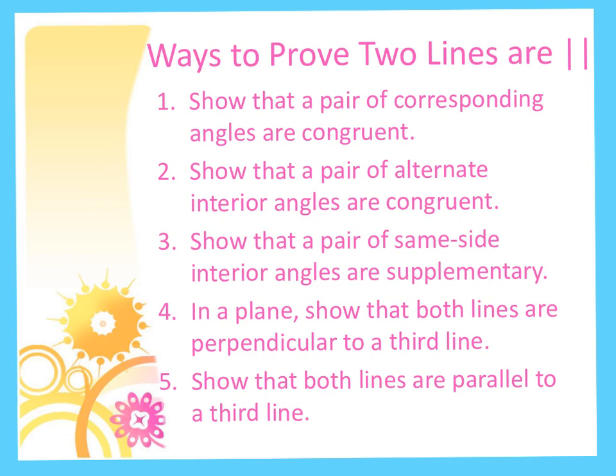All right, so this is all of them. These are the ways that you can prove that lines are parallel. The first way is that you can show that one pair of corresponding angles are congruent. The second way is that you can show a pair of alternate interior angles are congruent. The third way, same side interior angles or consecutive interior angles are supplementary.